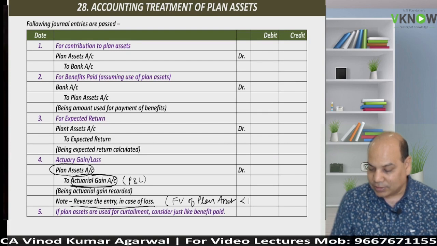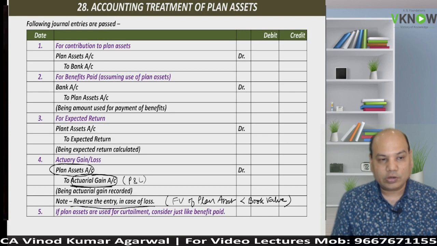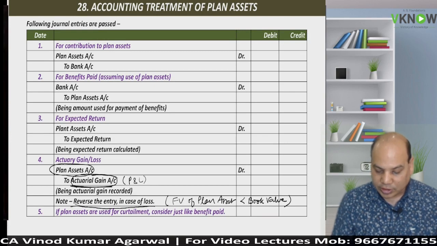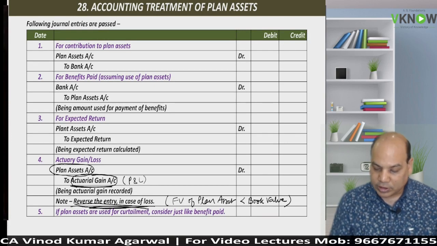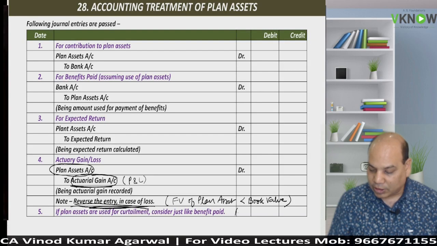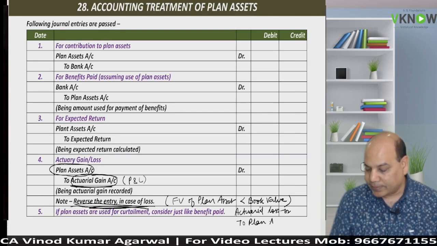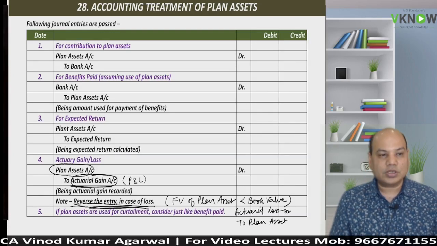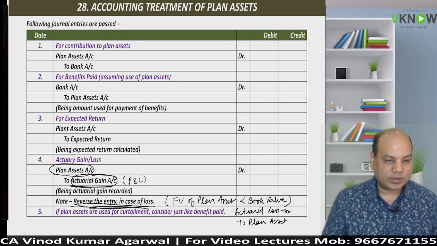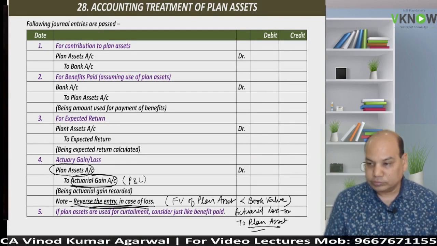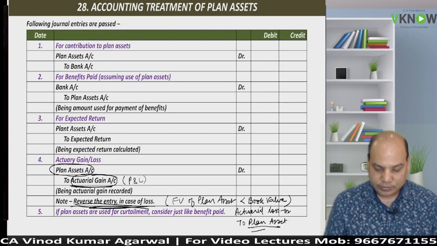If there is a loss, loss means fair value of plan asset is less than book value, then it is a loss. You will reverse the entry. Reversing the entry means the entry will become, I will write it, if you are interested you can also write: actuarial loss account debit to plan asset. Okay, we are going to reverse the entry.